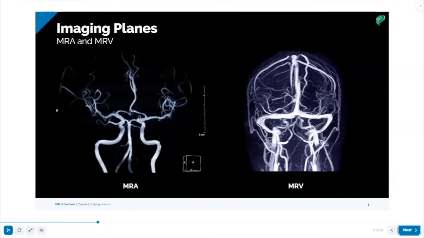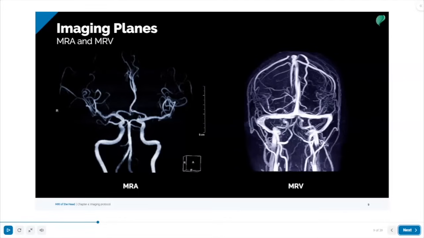Time of flight imaging provides high-resolution images of the cerebral arteries in MRA and veins in MRV without the need for contrast agents. This technique utilizes the flow-related enhancement of blood vessels. The multiplanar capability of time-of-flight techniques allows for comprehensive evaluation of the cerebral vasculature in all three dimensions, facilitating the detection of arterial stenosis, aneurysms, arteriovenous malformations, venous sinus thrombosis, and other vascular abnormalities.